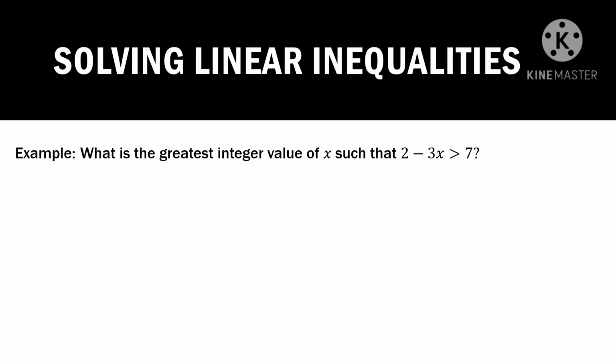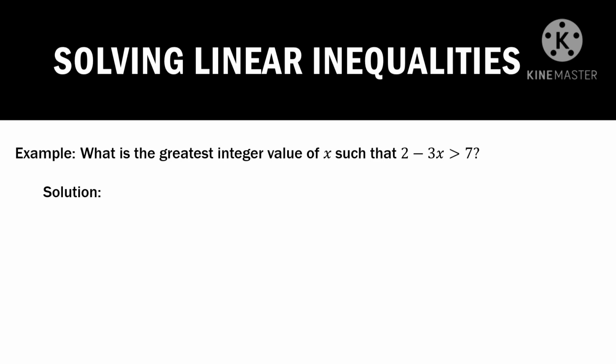Dapat maintindihan yung mga eksakto na walang decimal part. So, ang integer ay, let us say, negative 2, negative 1, 0, 1, 2, and so on and so forth. So, marami yon. So, those are integers. So, ang tanong dito, what is the greatest integer value of x such that 2 minus 3x is greater than 7?